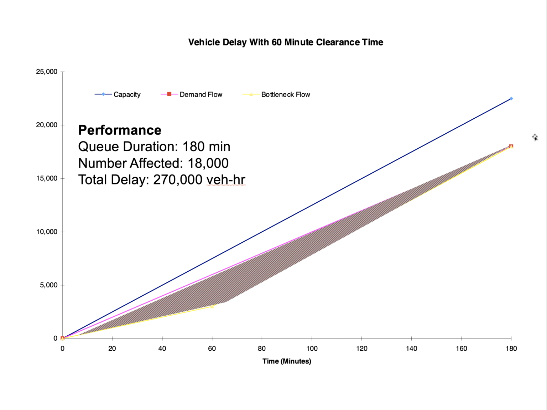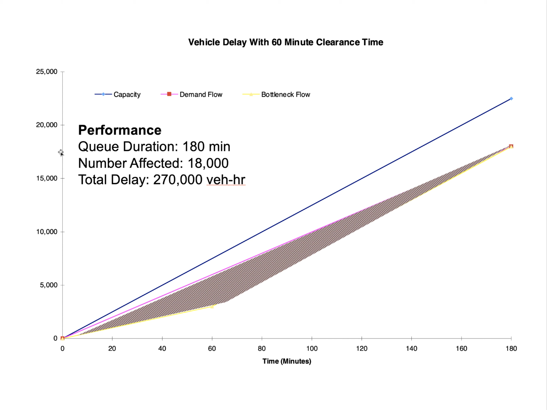So the total delay is the area shown by that shaded triangle, and we can calculate that. The total delay, if you calculate the area of that triangle, is 270,000 vehicle hours. And by reading from the diagram, we can see that the queue lasted for 180 minutes. That's 3 hours. So the incident was cleared after 1 hour, but it took 2 more hours to clear that queue. And you can see from the y-axis that a total of 18,000 vehicles were affected by this incident. So there's a huge cost there.